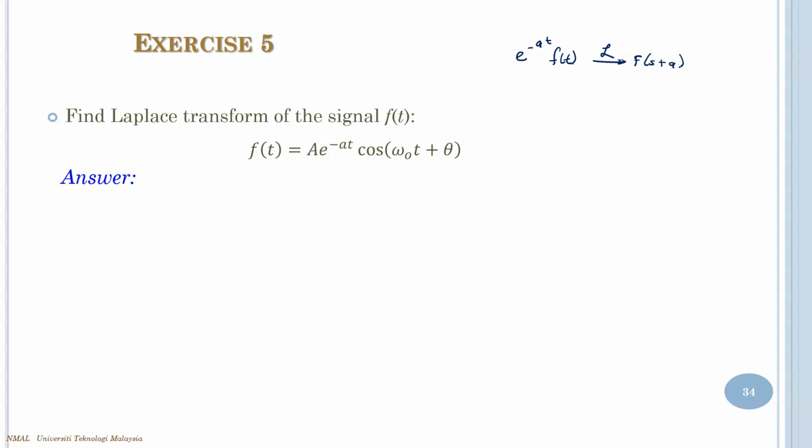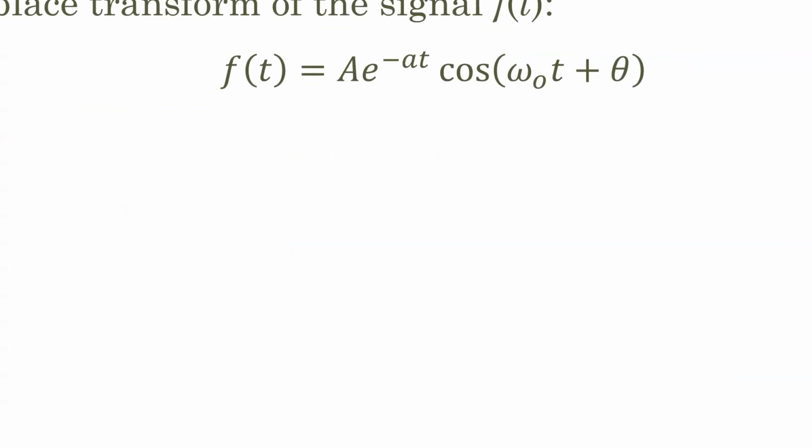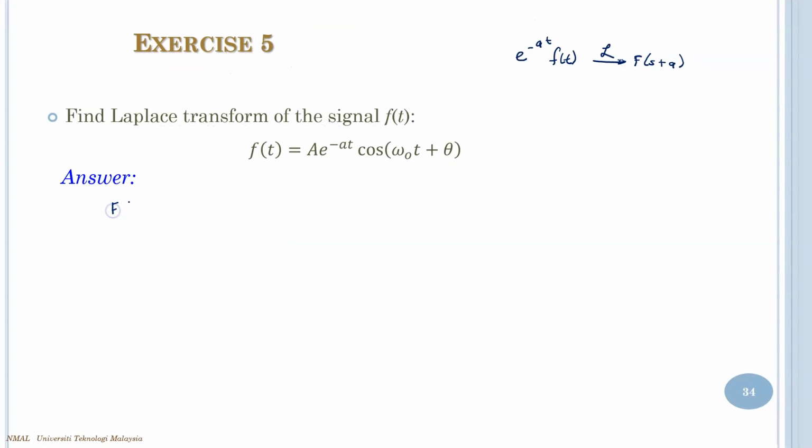Now we perform the Laplace transform of f(t). The equation F(s) is equal to the Laplace transform of A exponent negative at cos(omega naught t plus theta). For this one, you use the trigonometry identities. So cos(omega naught t plus theta) will become cos omega naught t cos theta minus sine omega naught t sine theta.